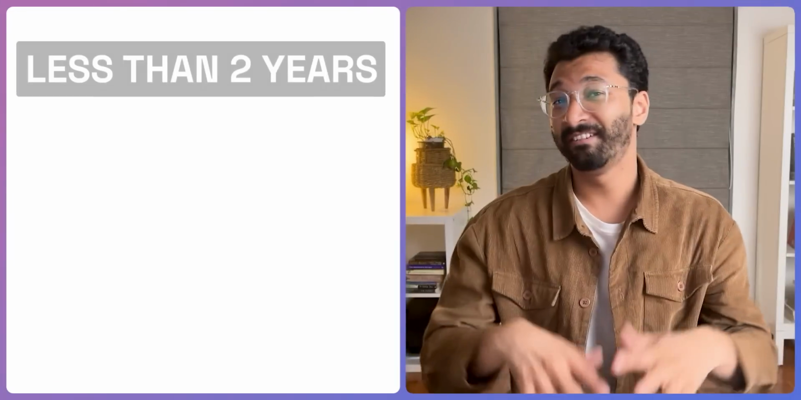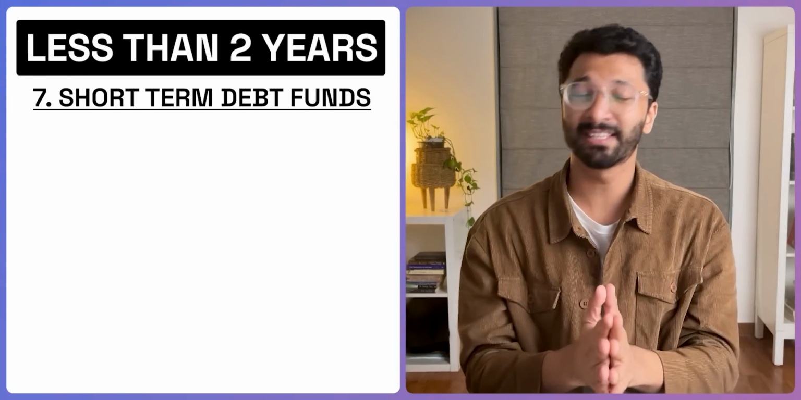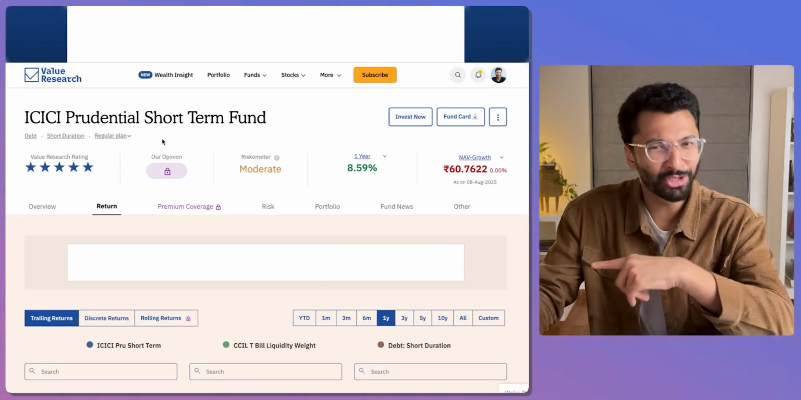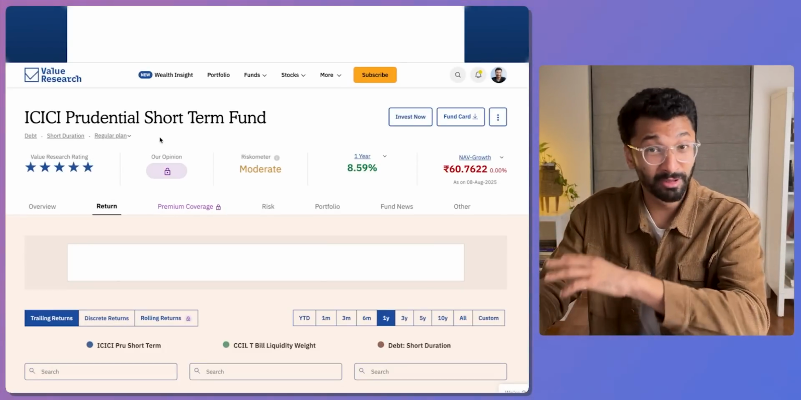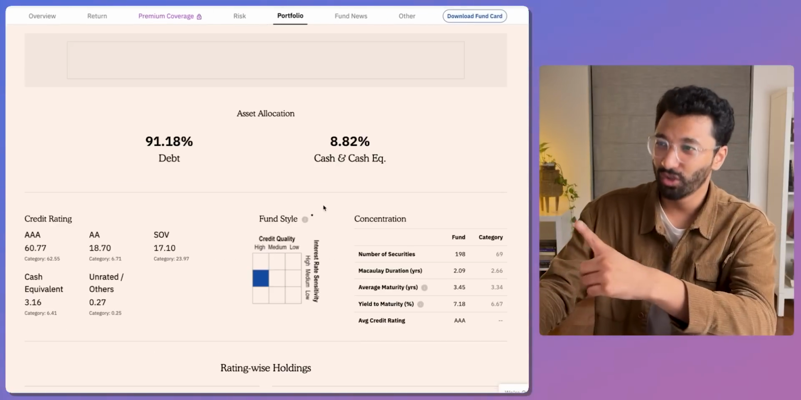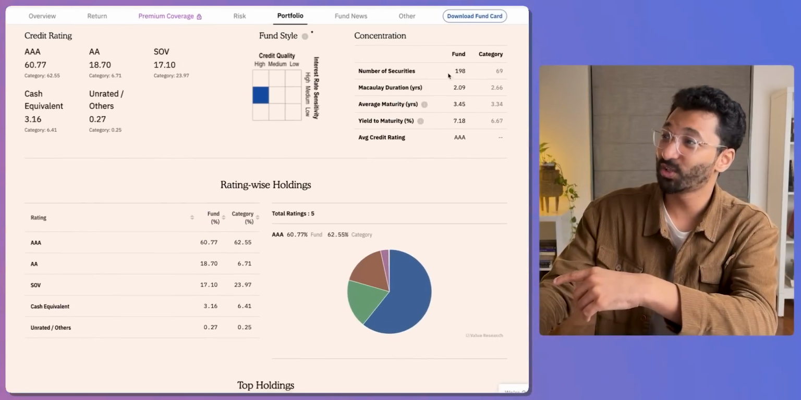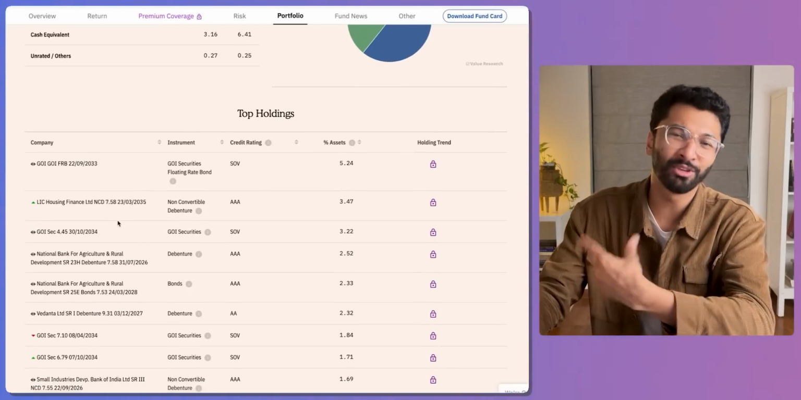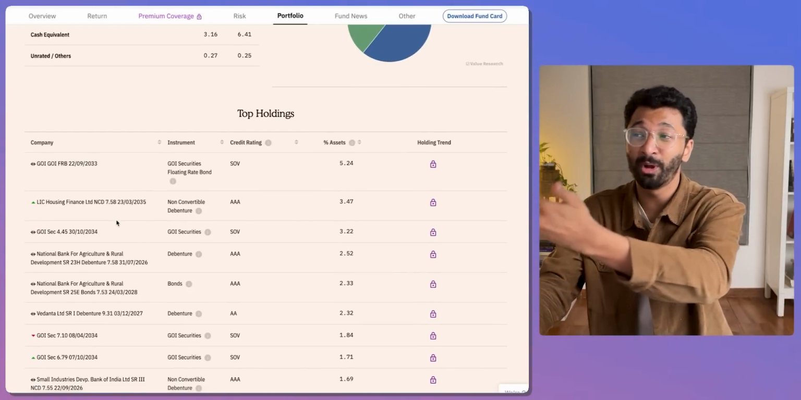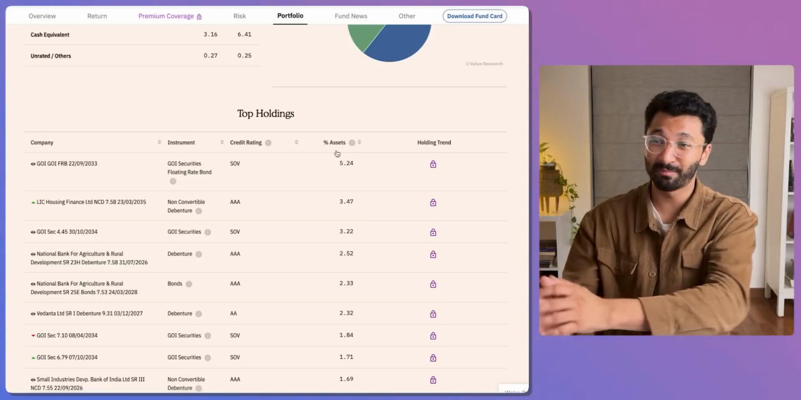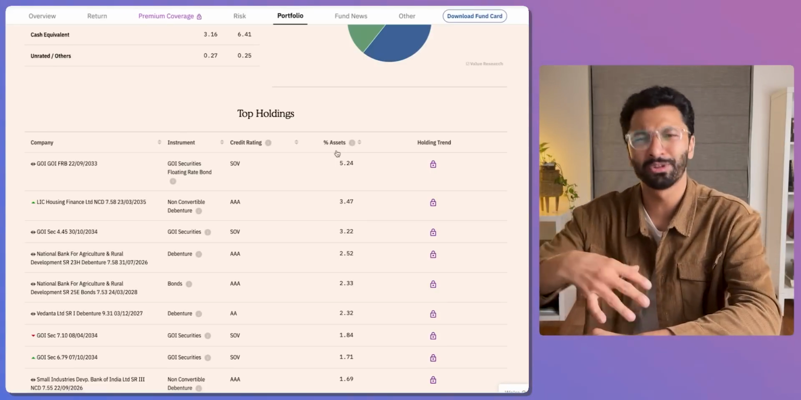And finally, we have short-term debt funds. This is a type of mutual fund that invests in a host of bonds. I'm going to show you the portfolio of the ICICI Prudential Short-Term Debt Fund, one of the biggest, oldest debt funds in India. If I go to portfolio, you would see this has 198 bonds in it. And if I go down to the portfolio, you'll see a bunch of different types of bonds. There's a Government of India bond, which holds 5.2% of this entire fund's money. There's LIC Housing Finance, and so on and so forth.